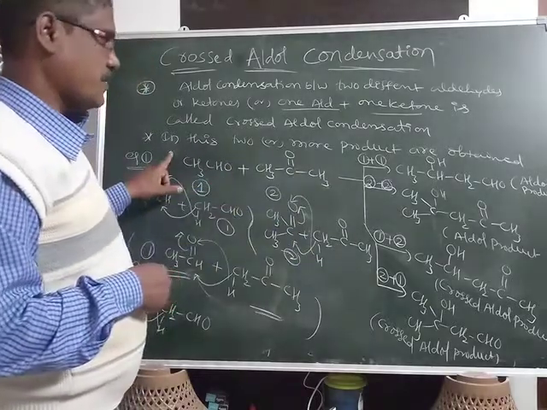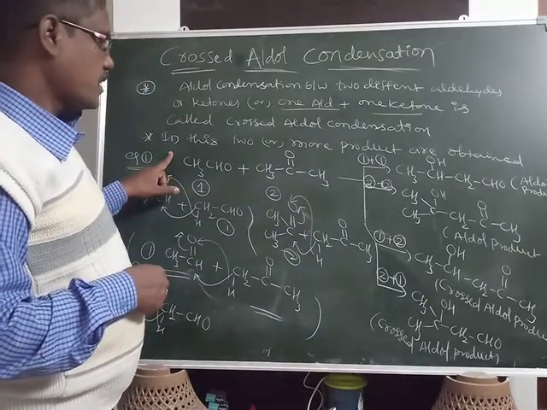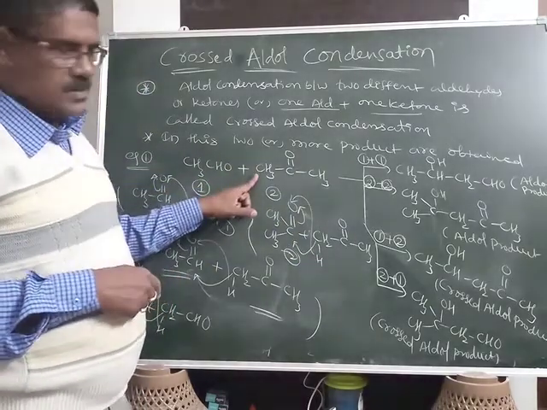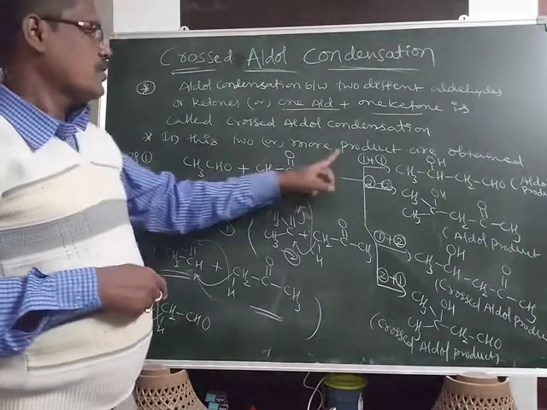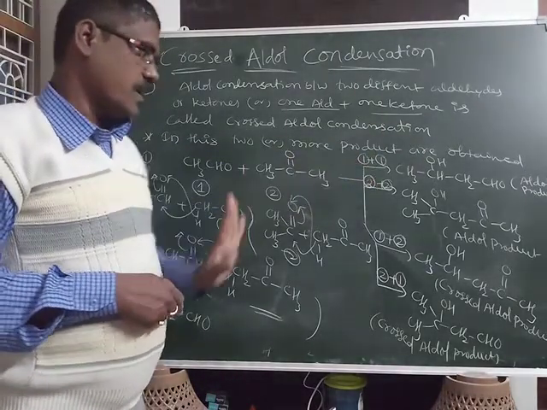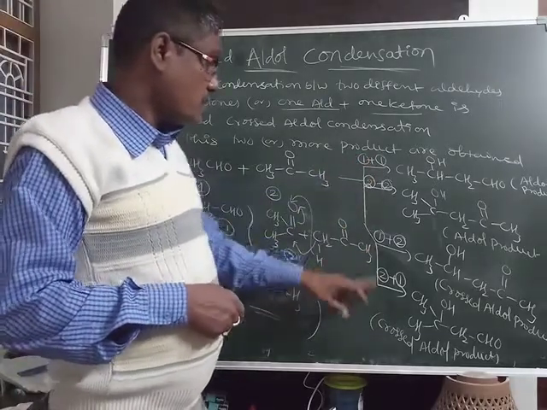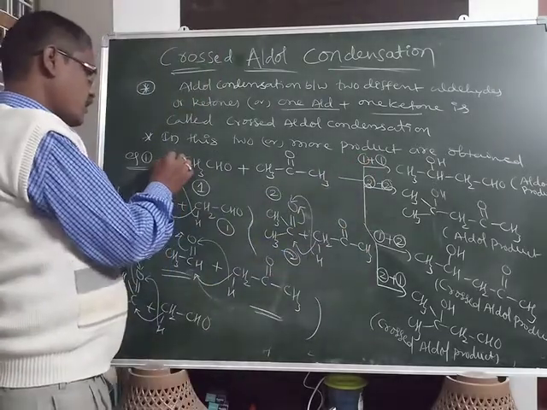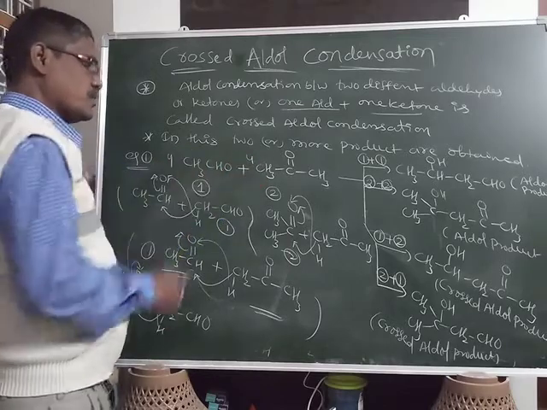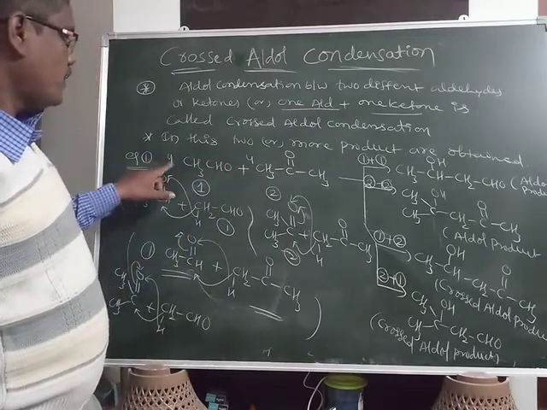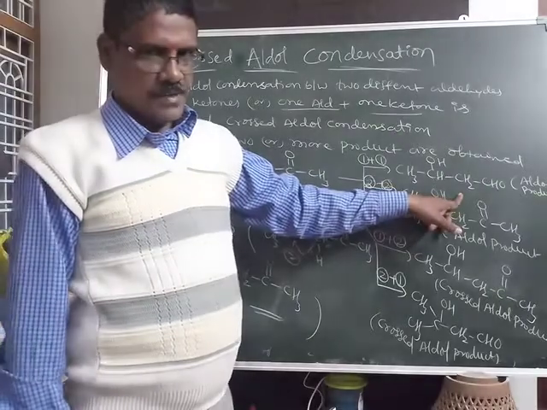Totally 3 moles. Here 3 moles, here also 3 moles. In this 3 moles, 1 mole plus 1 mole is giving that one. And 1 mole plus, totally 1 plus 2, that's 4 moles are required. Here 4 moles, this is also 4 moles.